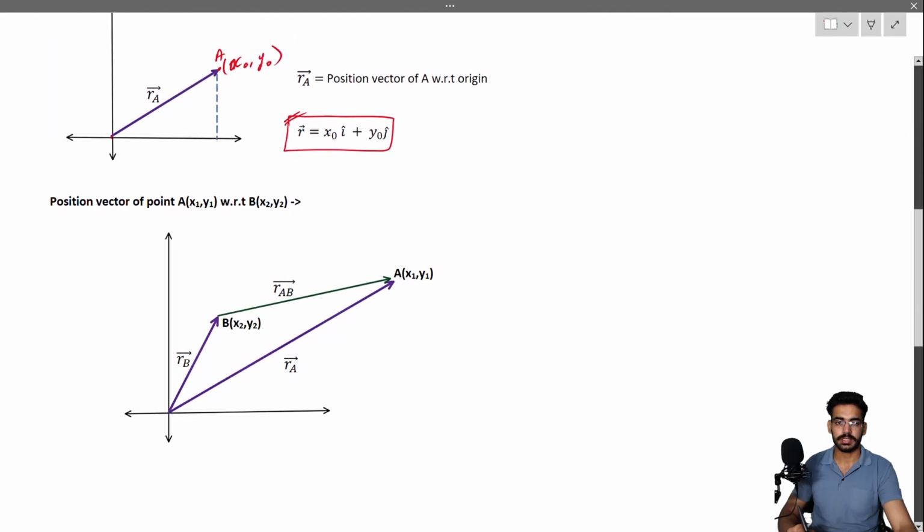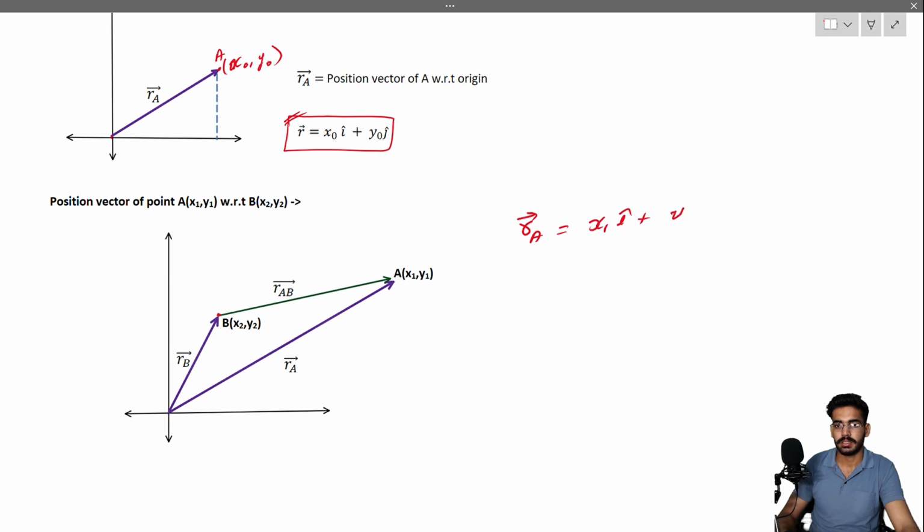Now let's write down the position vector of point A with respect to B. Point A is something and point B is something. With respect to B, B is the tail and A is the head. So first write down RA, the position vector of A with respect to origin. That will be x1 i cap plus y1 j cap. Position vector of B, I can say, is x2 i cap plus y2 j cap.